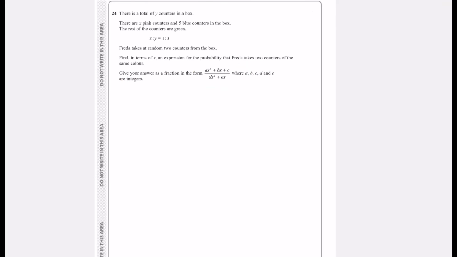And finally, question 24. There's a total of Y counters in a box, X pink, 5 blue, and the rest green. So there's X pink, 5 are blue, and the rest are green. The ratio of X to Y is 1 to 3. So we've got X to Y, 1 to 3.